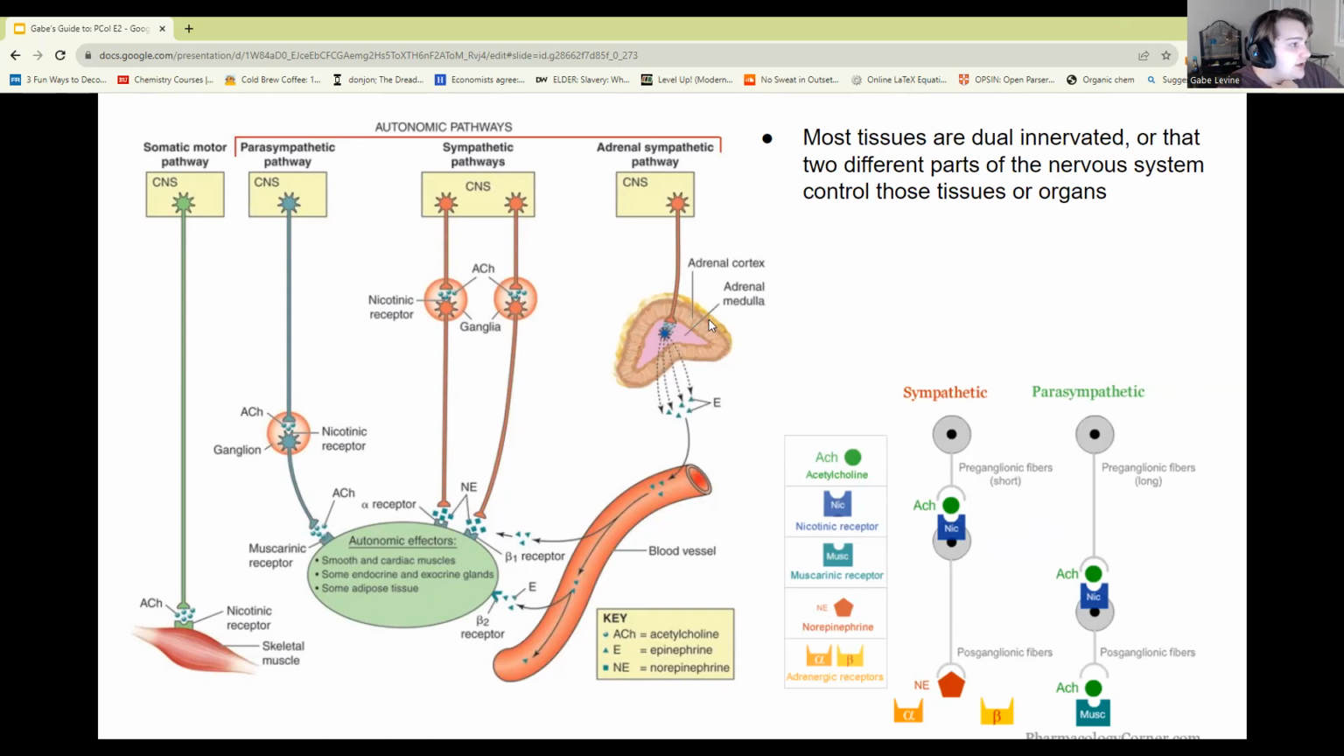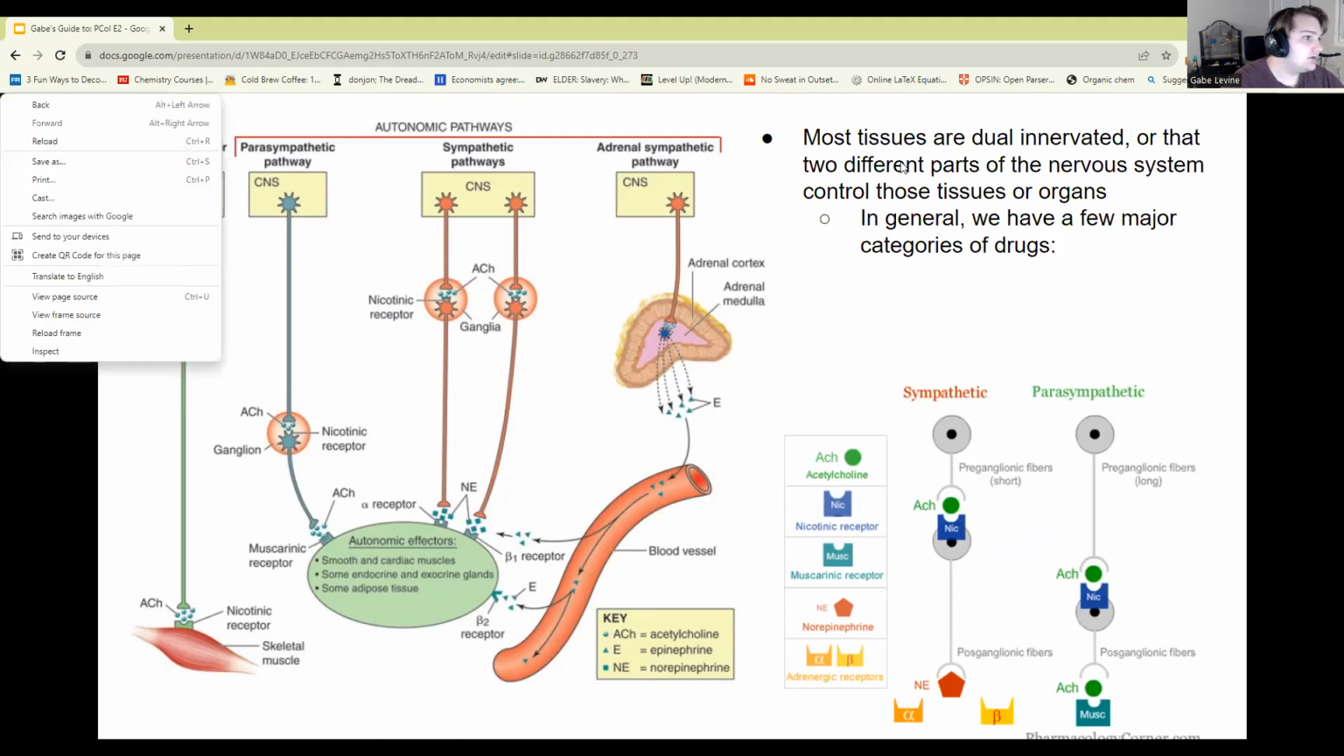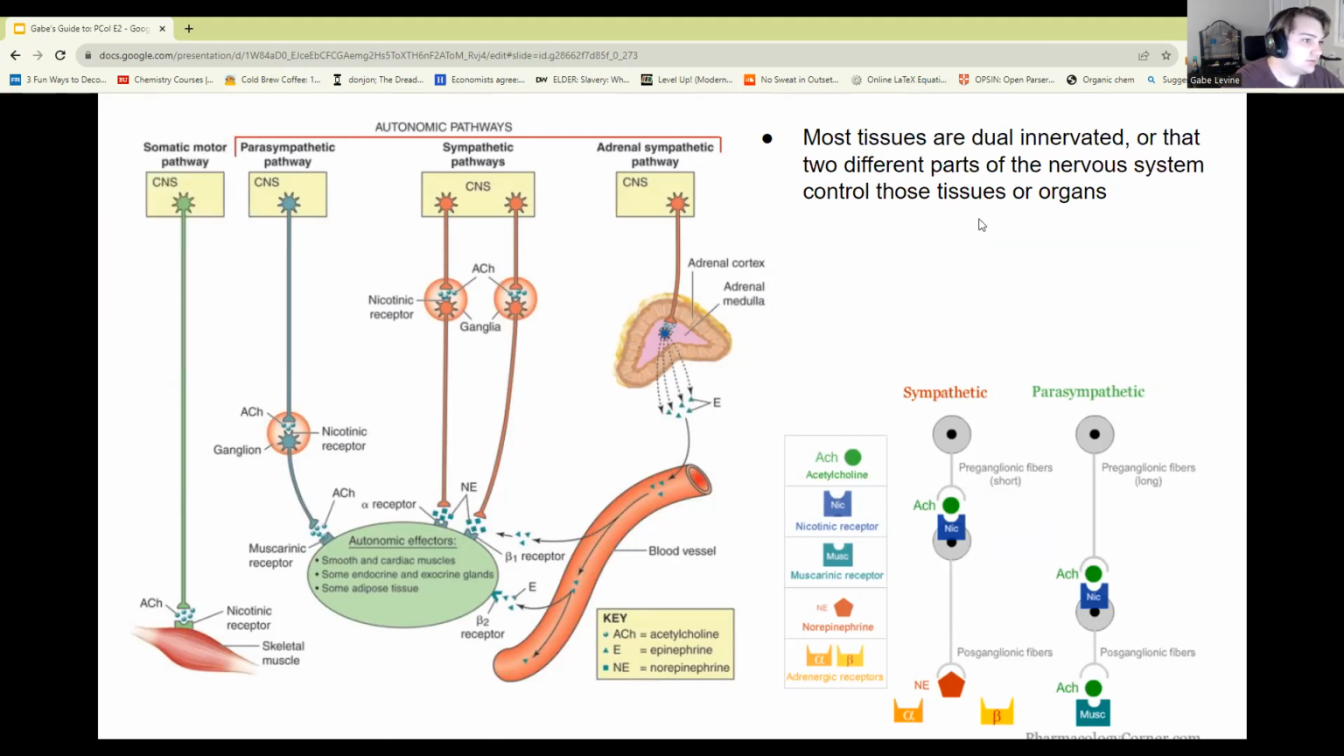So what we're talking about here is that they have both parasympathetic and sympathetic involvement. Can you guys see the annotations, by the way? Thank you, yes. Jonah. Okay, sweet.